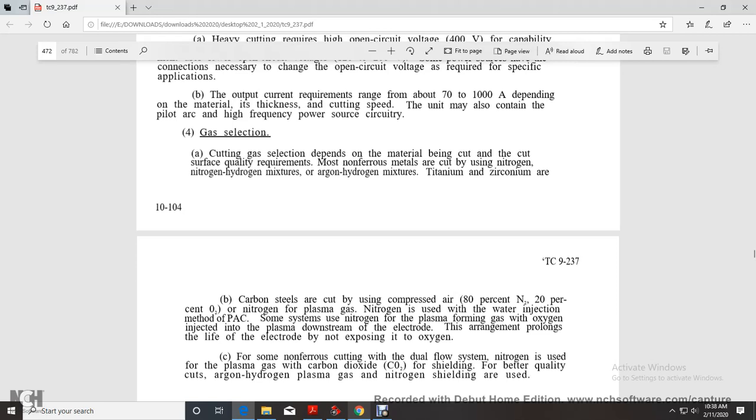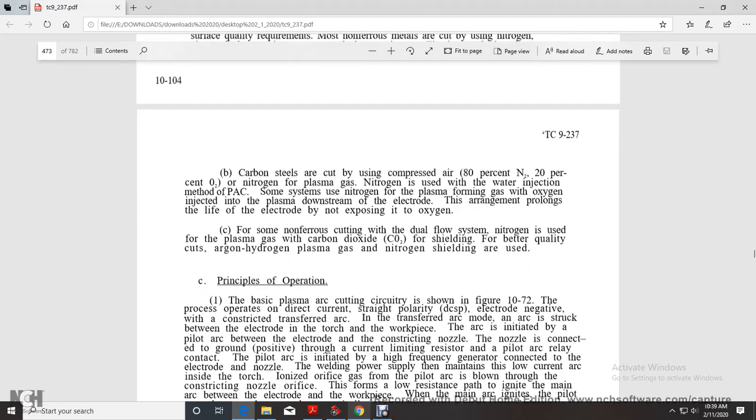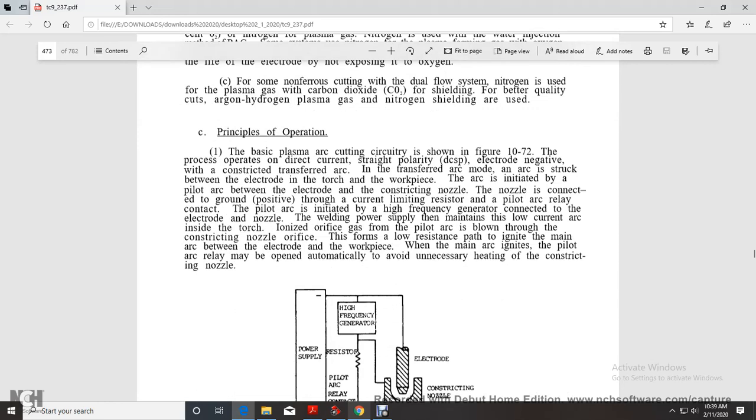Nitrogen plasma arc. Nitrogen is used with the water injection method of plasma arc cooling. Some systems use nitrogen as the plasma forming gas, with oxygen injected with the plasma downstream of the electrode, prolonging the life of the electrode by not exposing it to the oxygen. For some non-ferrous cutting, a dual fuel system uses nitrogen for the plasma gas and carbon dioxide for shielding for better quality cuts. For argon-hydrogen plasma cuts, nitrogen shielding is used.